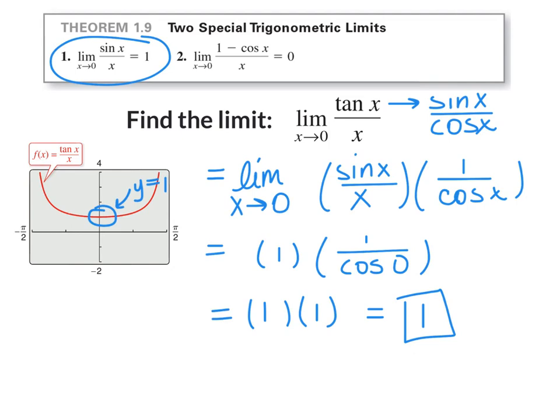First thing I'm going to do is turn tan of x into sine x over cos x. I'm going to split those two up, and I'm actually going to put the x underneath the sine because of this little rule here. So I replace that with 1, and I find 1 over cosine of 0, which is also 1. Multiply them together, and I get 1, which is also my result right here on the graph.